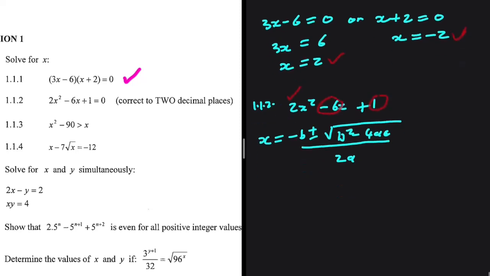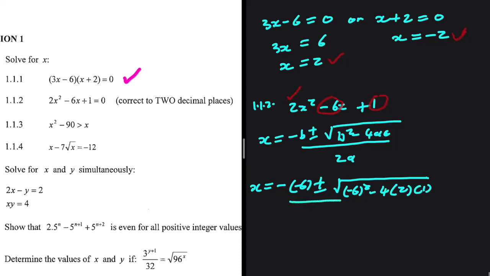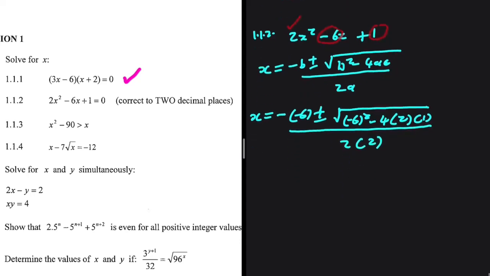If we substitute, we're going to have x equals minus multiplied by minus 6 plus or minus the square root of b squared. b is minus 6, so we're going to have minus 6 squared minus 4 multiplied by a, which is 2, multiplied by c, which is 1. Everything divided by 2a. So the value of a is 2. So we just have something like that.